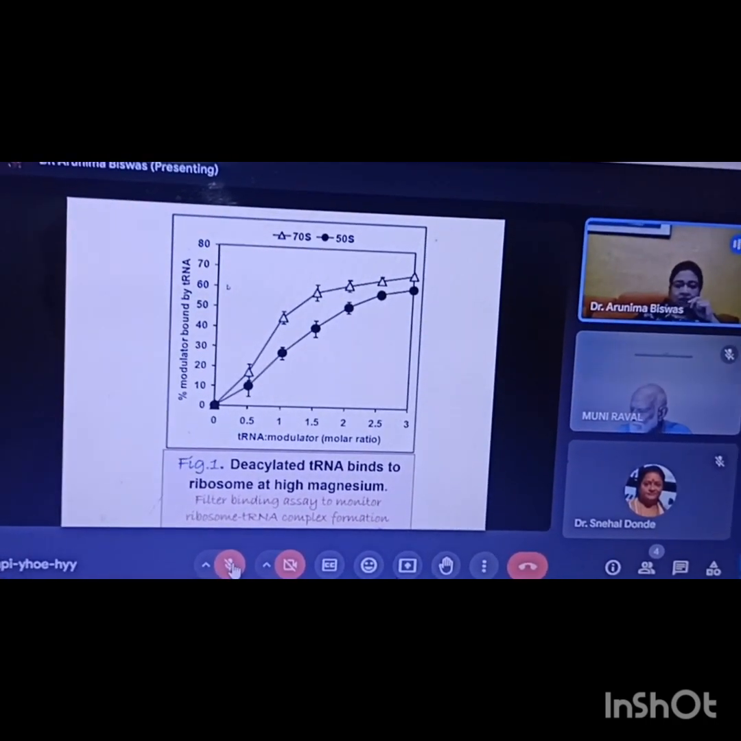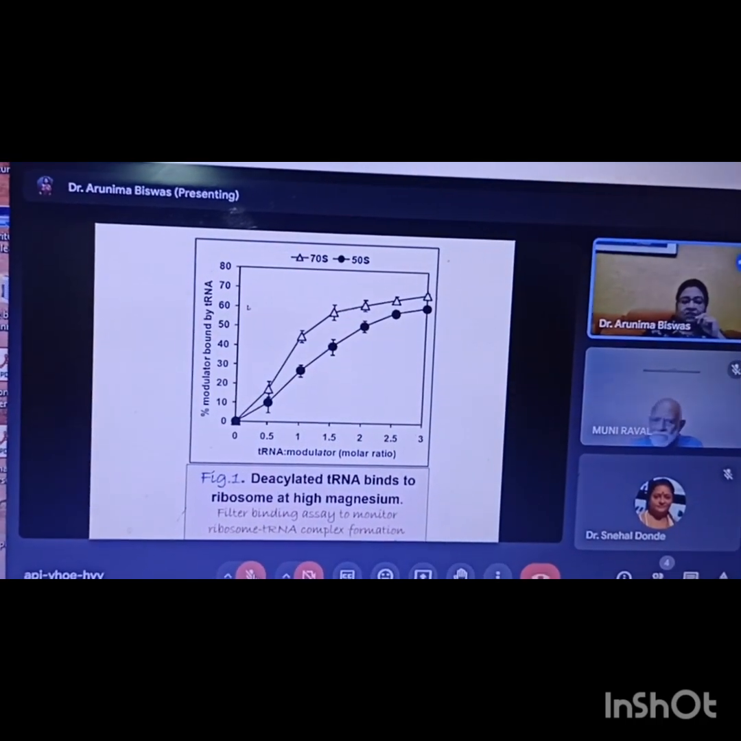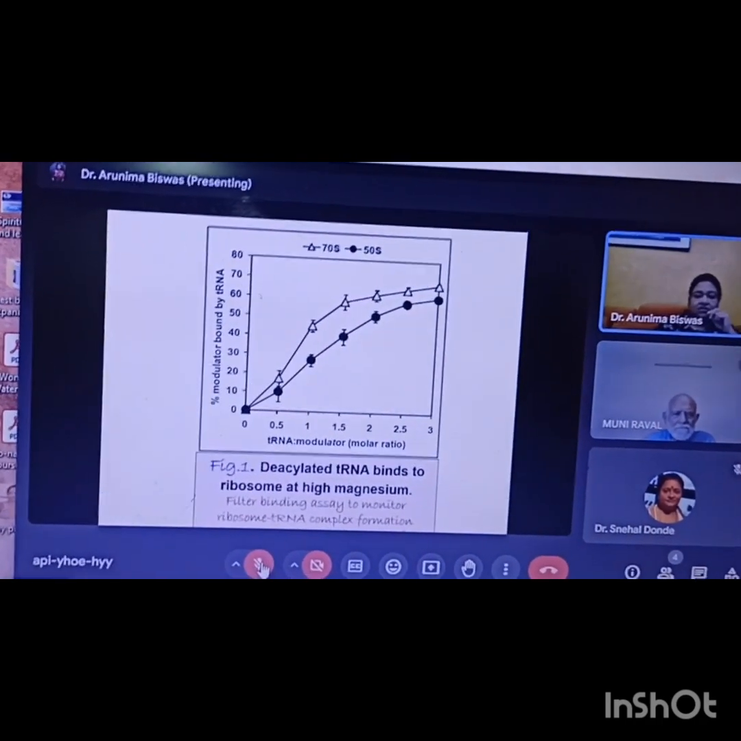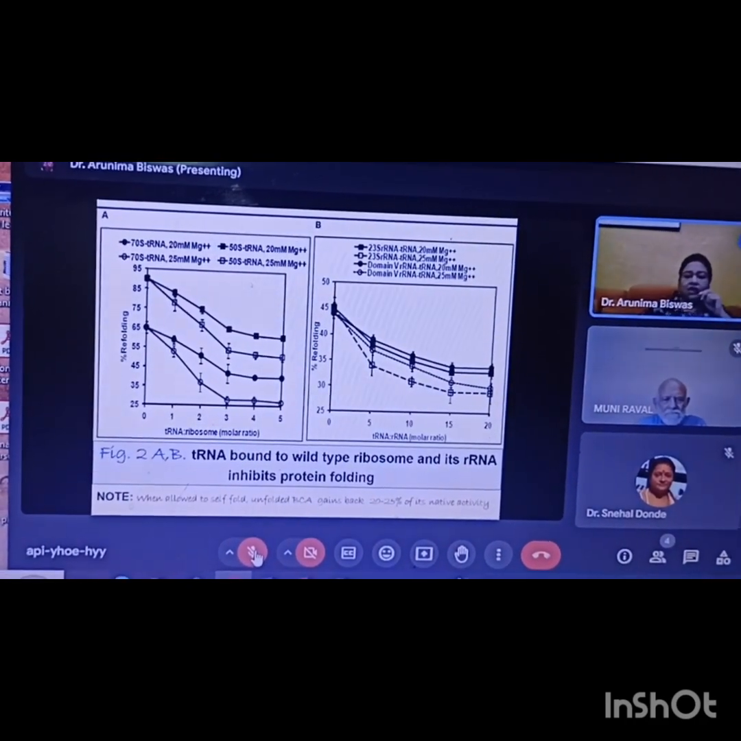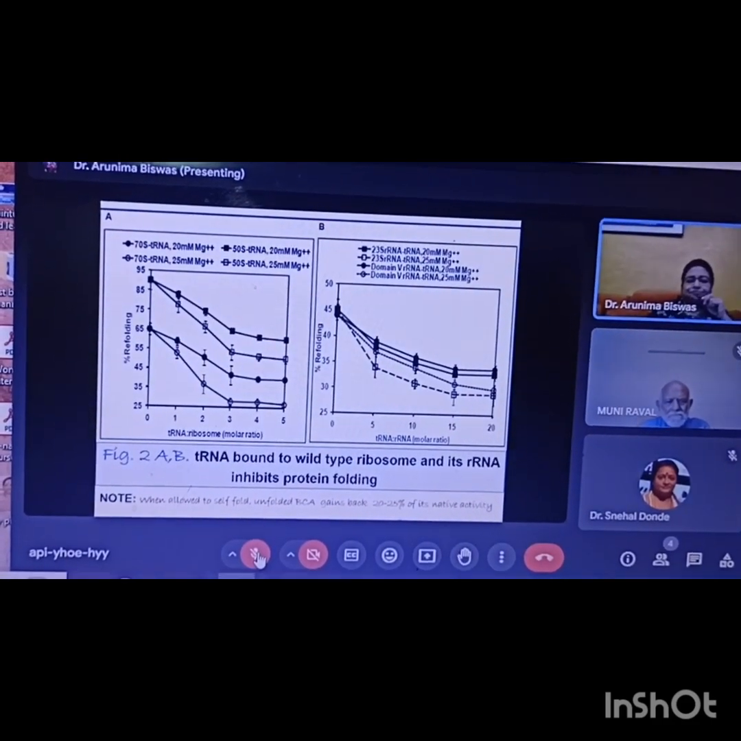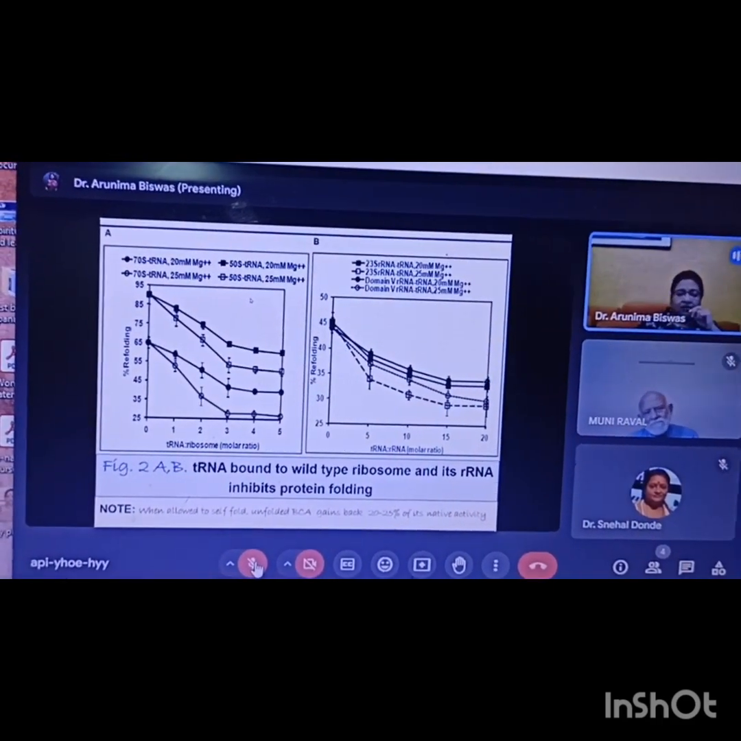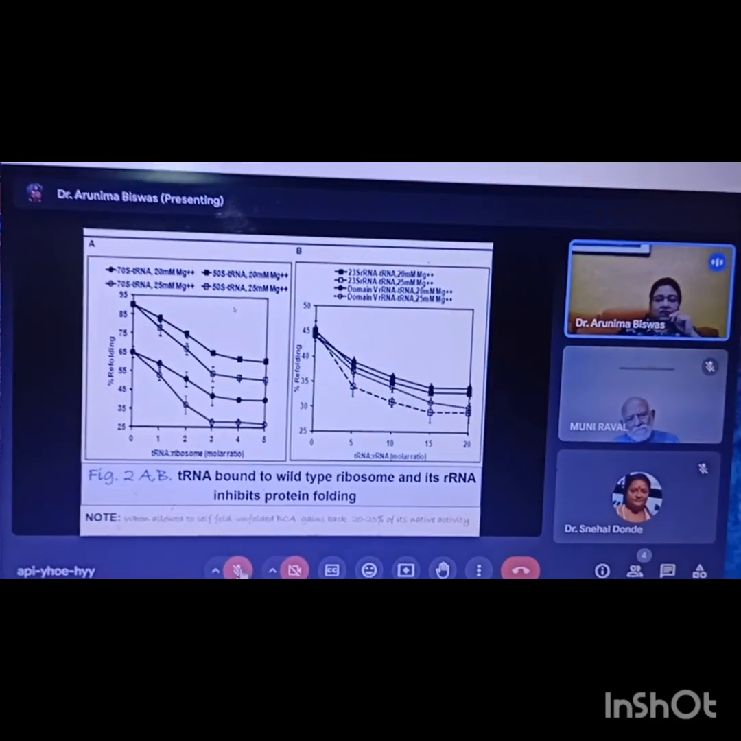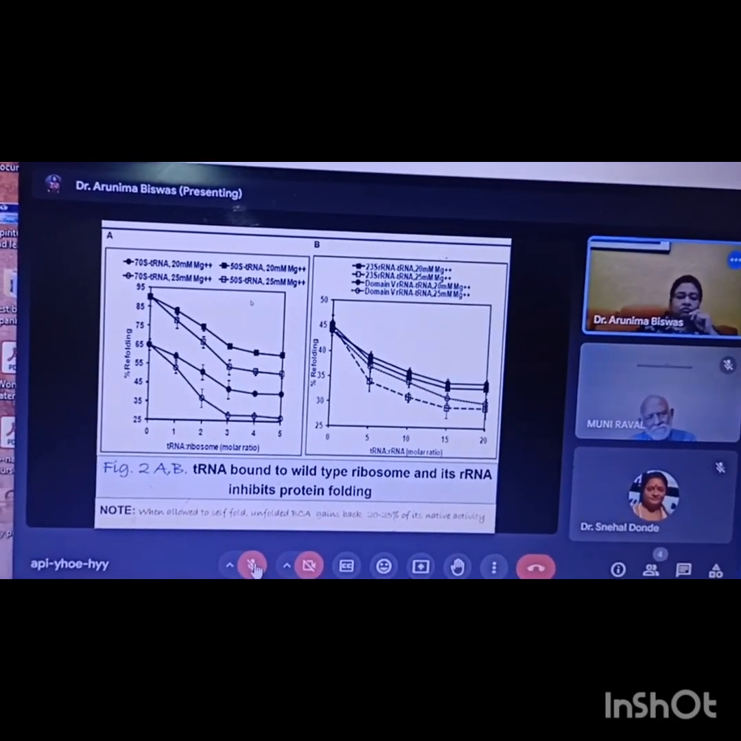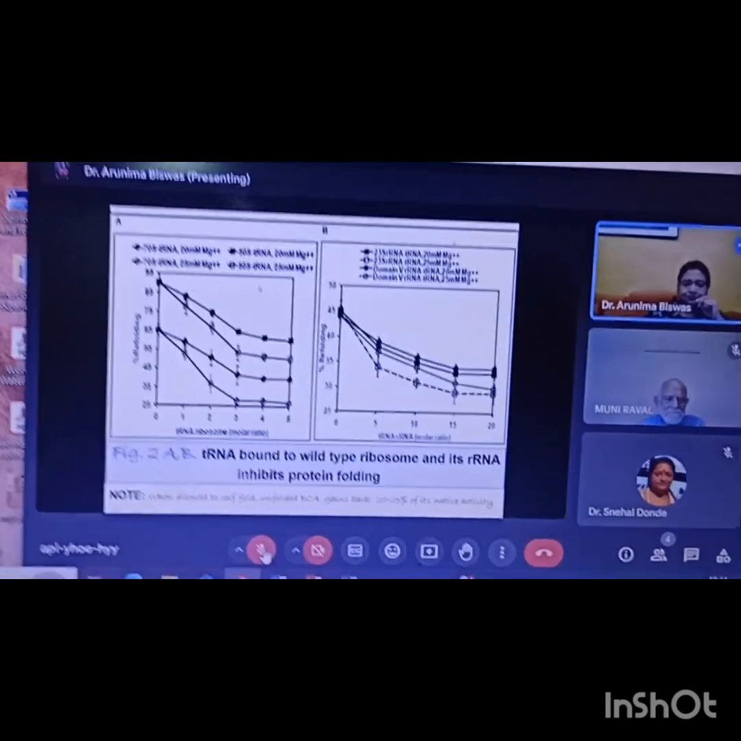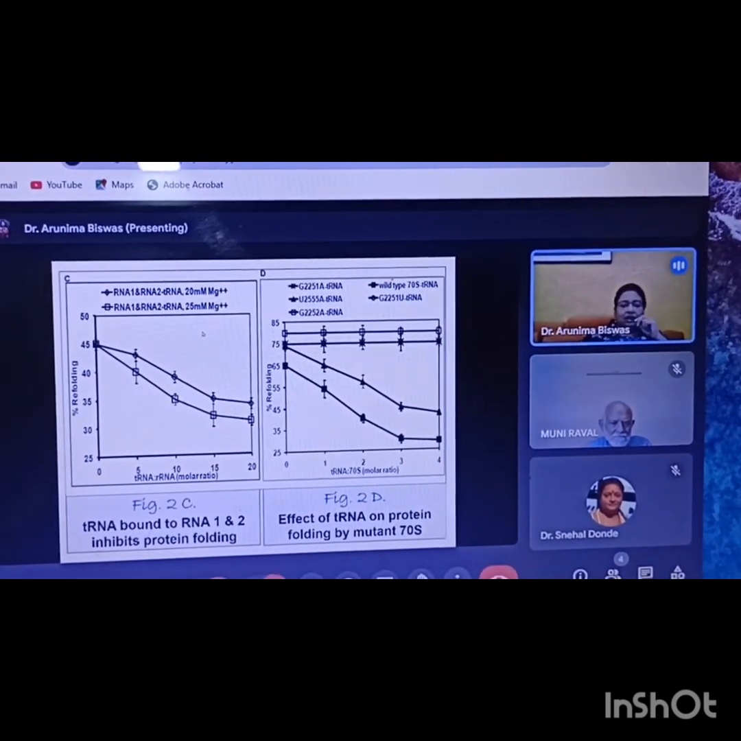And this is where I'm trying to show you that by filter binding assay we monitored that ribosome-tRNA complex formation is taking place, that deacylated tRNA is binding to ribosome at high magnesium. So both 70S, 50S and all that we confirmed. And we found that tRNA, when bound to wild type ribosome or 50S or the RNA component, inhibits protein folding. While tRNA is bound to the PTC, the ribosome cannot fold the unfolded proteins. Same with the RNA1 and 2 species.